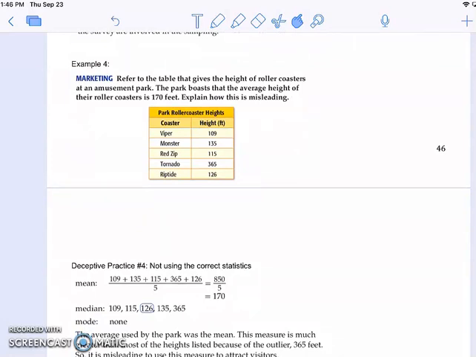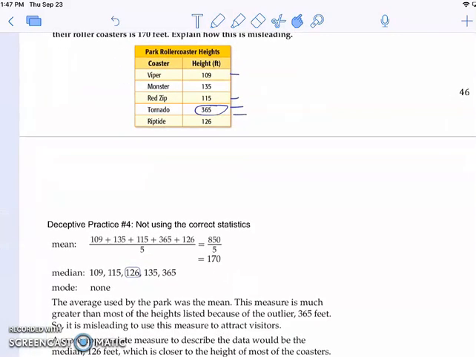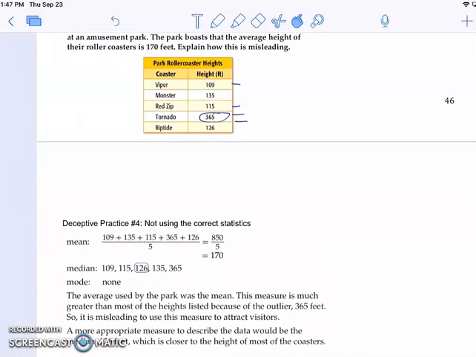Number 4, marketing research. So if we take a look at this table on roller coasters, it wants to boost the average, say that the average height is 170. Sure, the average is 170, but really this one's at 365 and everything's way less. So we have one roller coaster that's bumping it out of average. So we need to make sure that even though that's true, is that a good representation? In this case, the median might be better because that's in the middle. So we have to make sure we're using a good statistic to model our data.